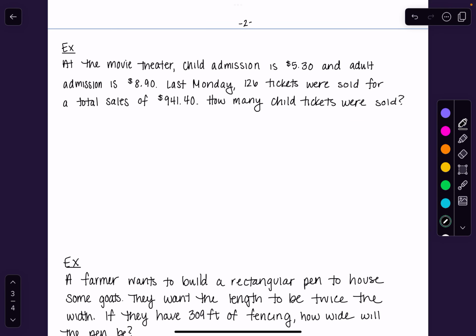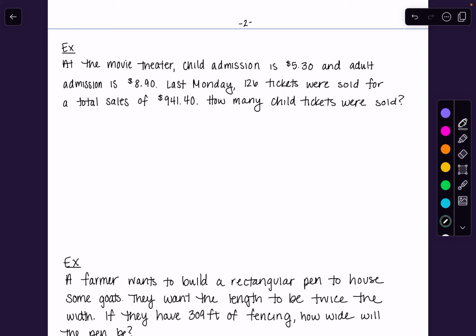All right. This next one is definitely going to be the hardest of all of our problems. So we're going to take this as slow as we possibly can, but there's a lot of components going on to it. So we're told at the movie theater, child admission is $5.30 and adult admission is $8.90. Last Monday, 126 tickets were sold, and there was a total sales of $941.40. We want to figure out how many kid tickets were sold.